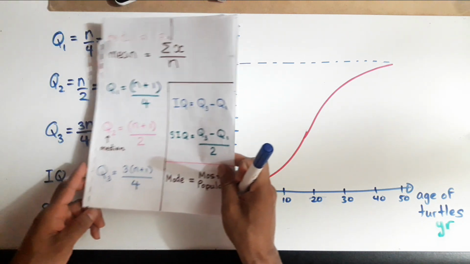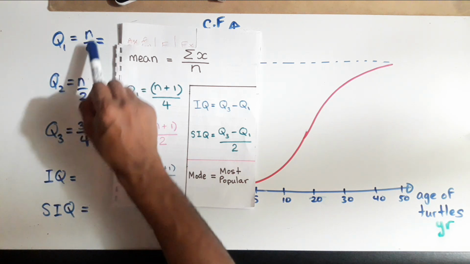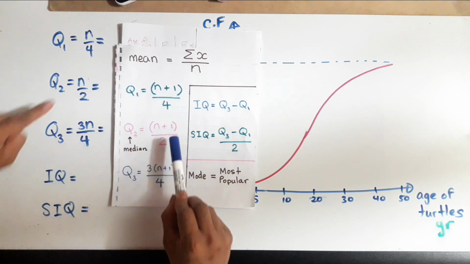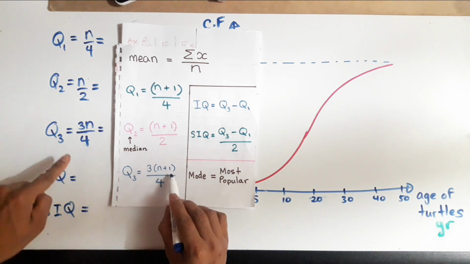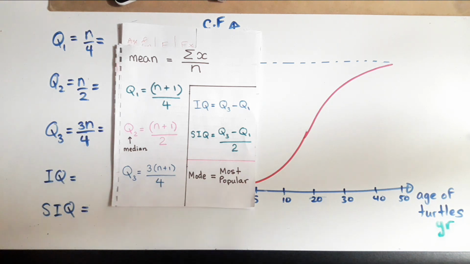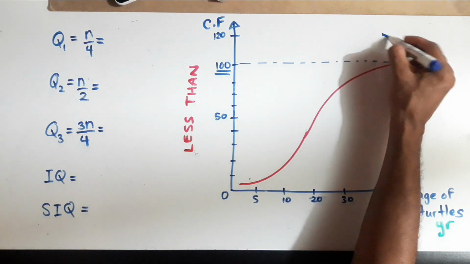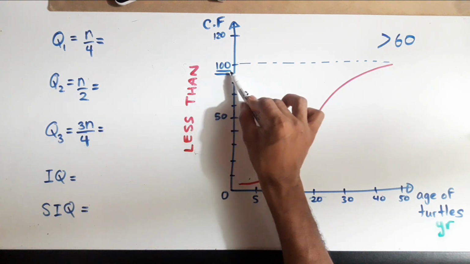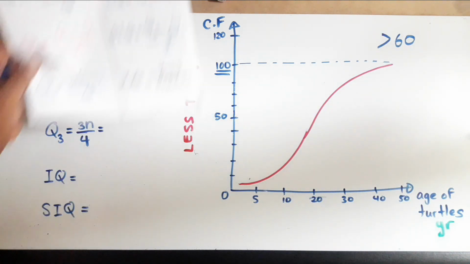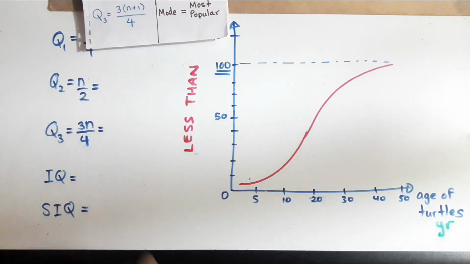Now, I'm going to put this here next to the formulas I plan to use. You notice they're slightly different. For Q1, it's just N divided by 4. Where did the 1 go? Where did the 1 go for Q2? Where did the 1 go for Q3? It's like I just threw away the 1. The thing about it is, whenever your cumulative frequency is more than 60, and in this case the number of turtles is 100, which is more than 60, as a general rule of thumb, you can exclude the 1.